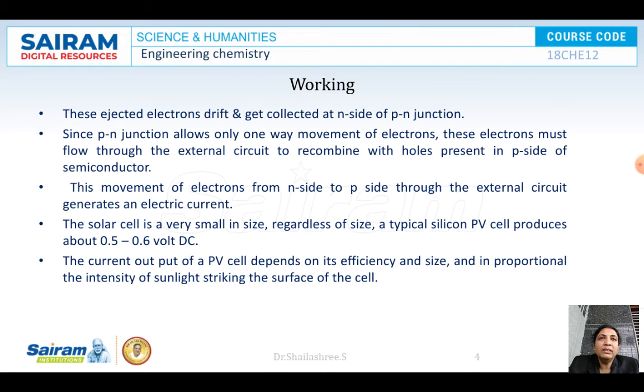A simple typical solar cell will generate around 0.5 to 0.6 volts of direct current. The current output depends on the size of the solar cell. If we need to produce more energy, we can use solar panels or solar arrays, which produce a large amount of solar energy. So the current output depends on the size of the solar cell and also the intensity of the sunlight striking the surface of the solar cells.